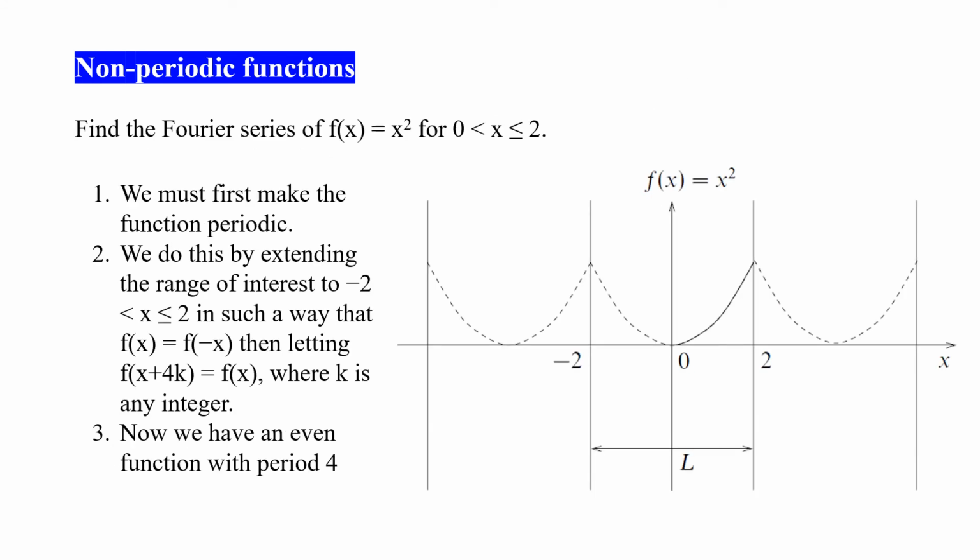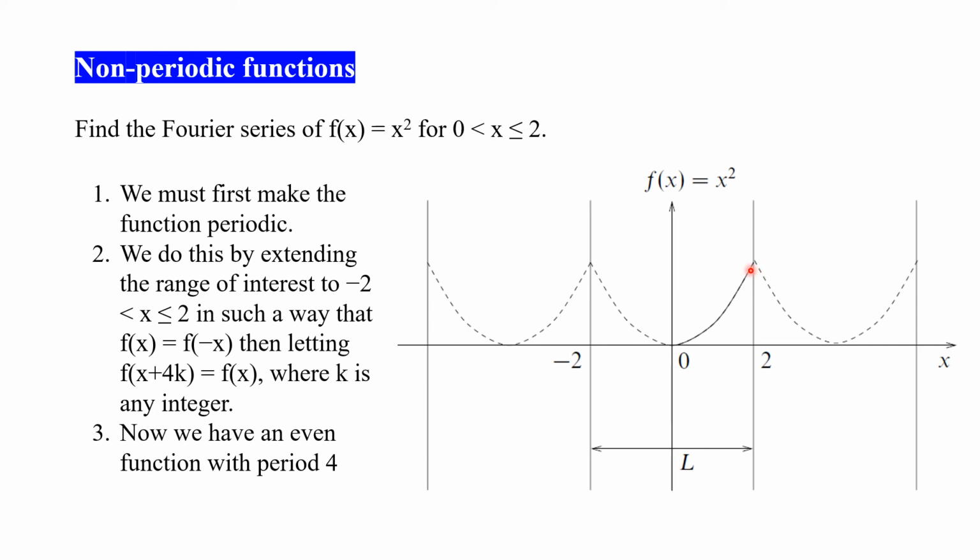Let's have an example. Find the Fourier series of f(x) equal to x squared for 0 less than x and x less than or equal to 2. So this one here is your x squared function. As you can see, this is a non-periodic function.